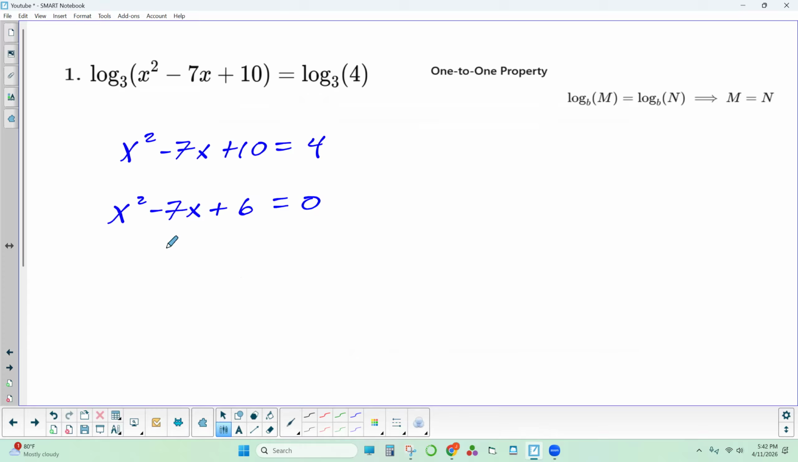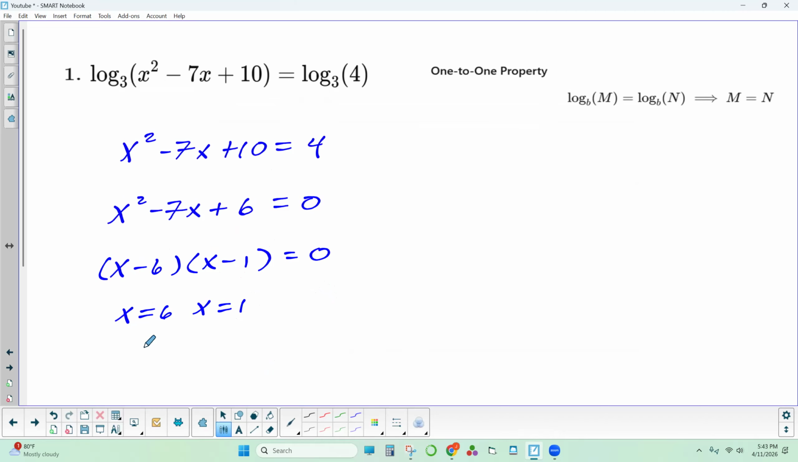We go about that by setting it equal to 0. And now we're going to try and factor this, and I can see that this does factor. So we get x minus 6 and x minus 1 equal to 0. That means x equals 6 and x equals 1.